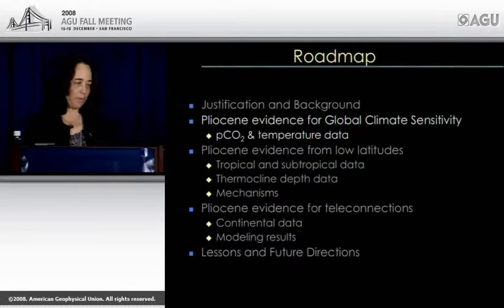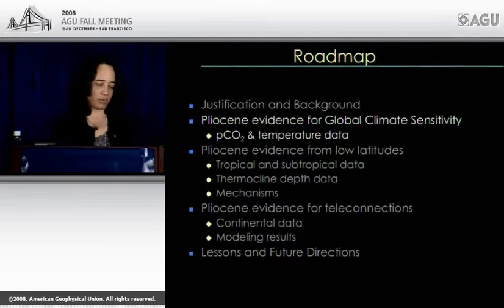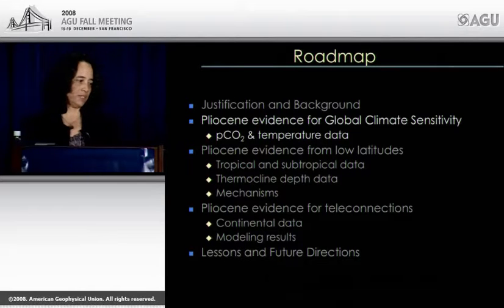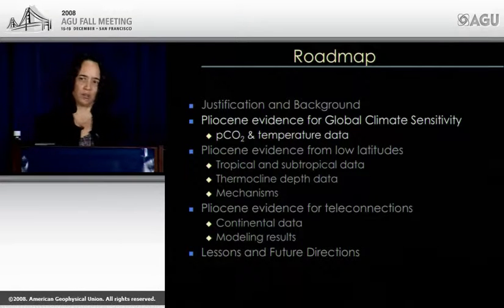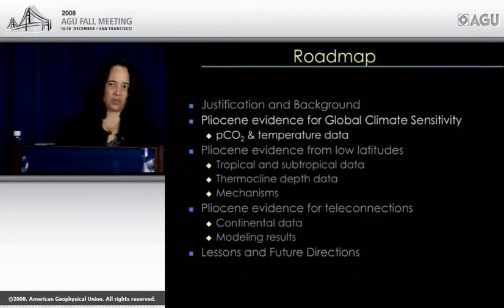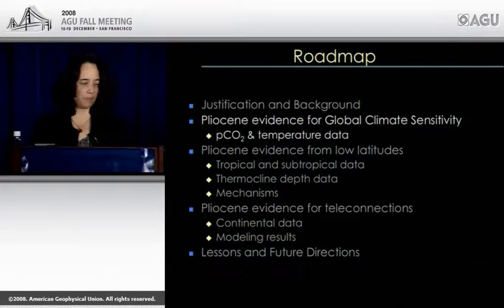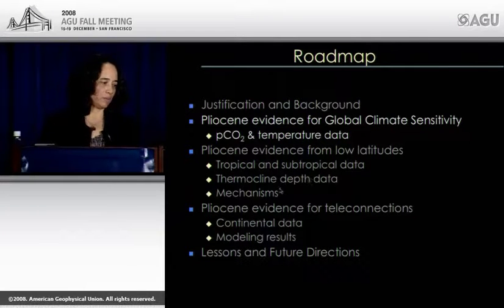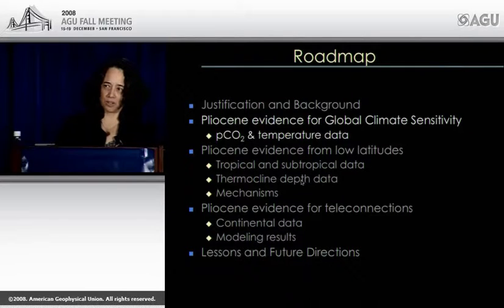Okay, this is the roadmap, sort of, for the rest of what I'm going to be talking about. I'm going to start showing some Pliocene data. The first I'm going to show is PCO2 measurements from the Pliocene and also temperature data, to try to get a handle on what the Pliocene might tell us about global climate sensitivity, or the response of the system to CO2 forcing. And then I'll go on and talk about the tropical system and some really amazing and peculiar things that are going on in the tropics in the Pliocene, and then how that might relate to high latitudes.